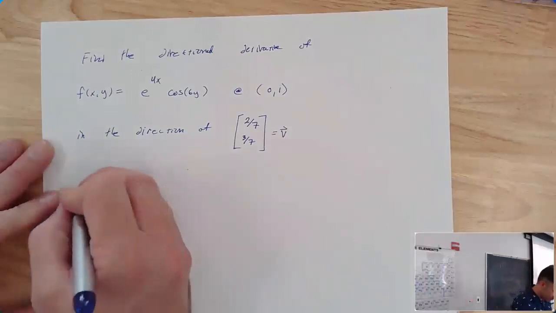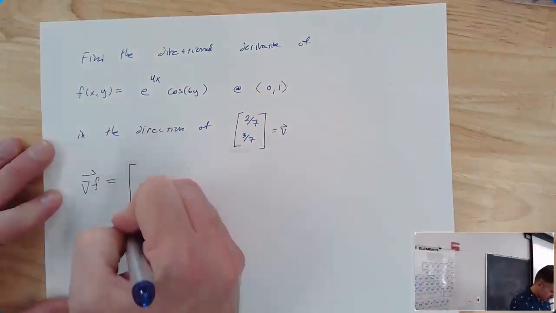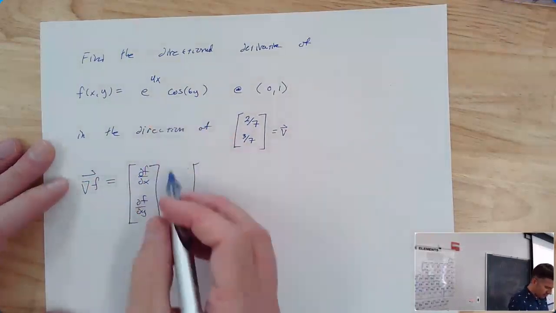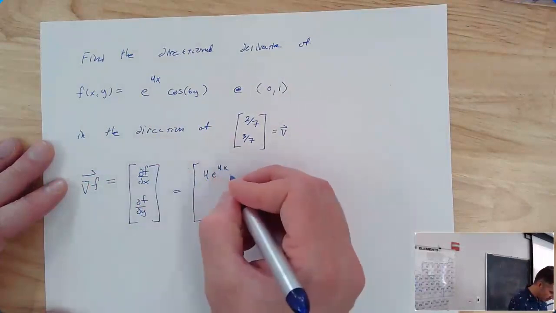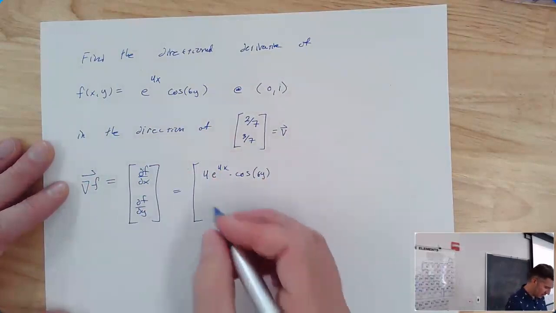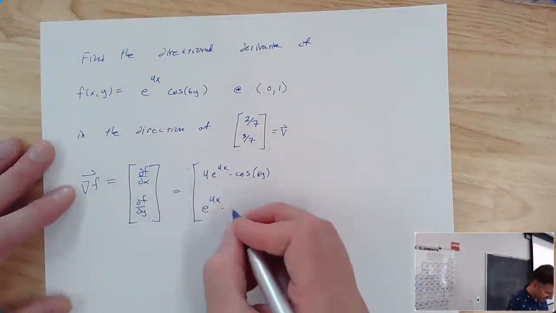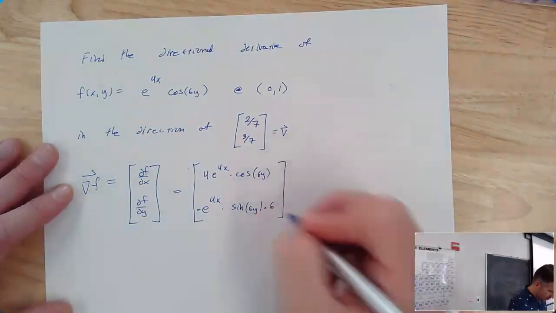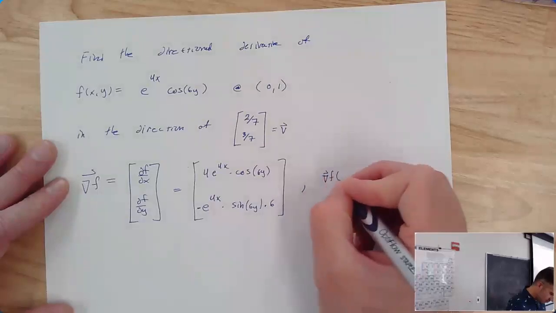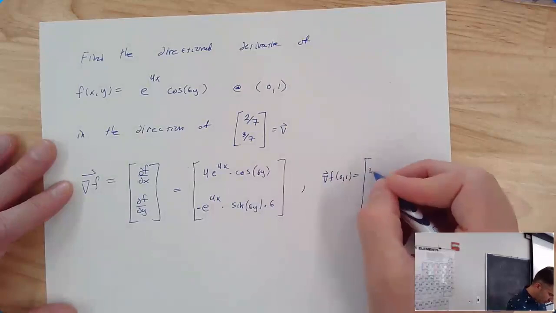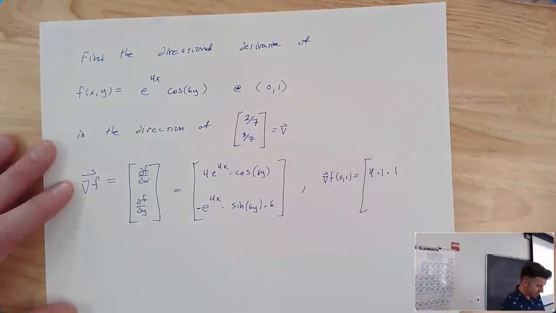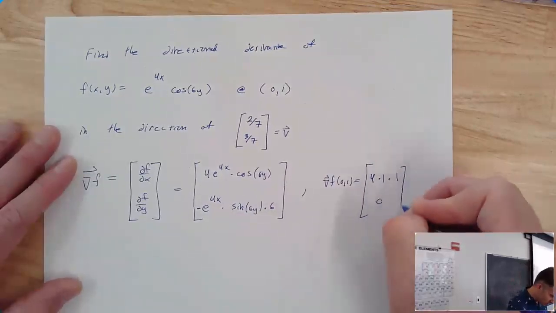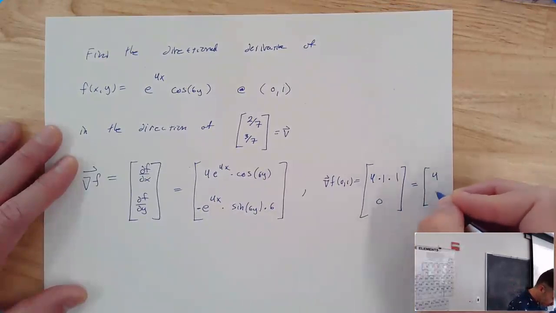Let's find the gradient. Gradient, partial with respect to x, partial with respect to y. We're going to get something not too terrible. Partial with respect to x is going to be 4e to the 4x times cosine of 6y. Partial with respect to y is going to be e to the 4x times negative sine of 6y times 6. Not too bad. And if we plug in 0, 1, we're going to get 4 times e to the 0 times cosine of 0. And then the bottom is going to be even nicer. It's going to be e to the 0 times sine of 0, which is 0, and then it's just 0. So our gradient is the vector 4, 0.